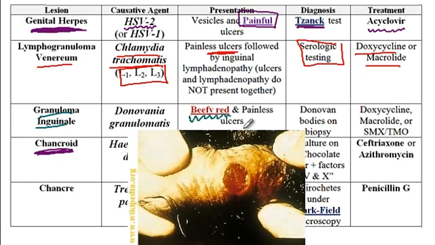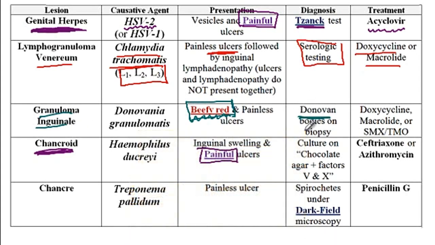The next condition is Granuloma Inguinale, which is caused by Klebsiella granulomatis, also called Donovania, and presents with a beefy red and painless ulcer. So beefy red is the giveaway point for the diagnosis of Granuloma Inguinale. On histology, you will see the Donovan bodies, and finally doxycycline, macrolides, as well as sulfamethoxazole-trimethoprim can be used for the treatment of Granuloma Inguinale.